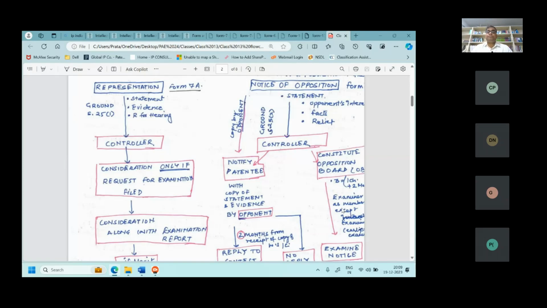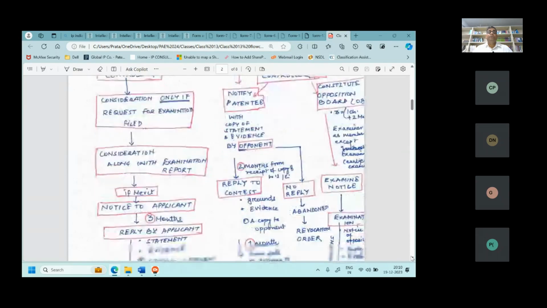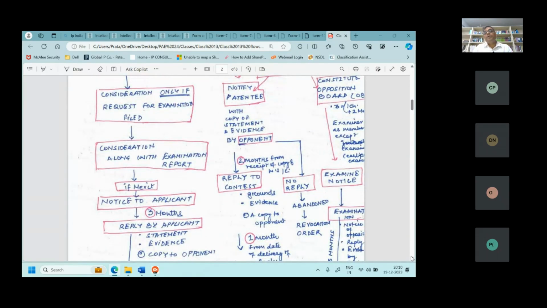Any other examiner can become a member. Why will he not become a member? Because there will be a conflict of interest. Since you have already seen it, you might be biased towards your own findings, not towards the applicant, but towards your findings. Now, notify the patentee with the copy of the statement and evidence by the opponent.